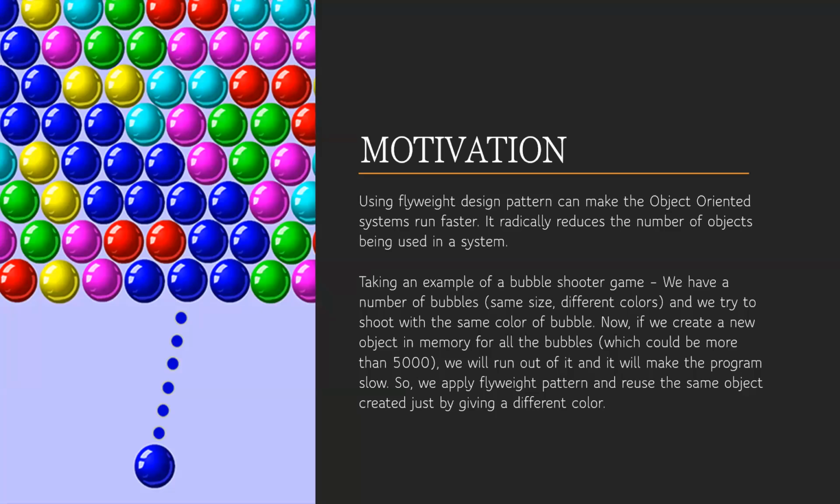For example, in a bubble shooter game, we have a number of bubbles. It could be thousands, it could be more than 10,000, we don't know. They're all of the same size, but they're of different colors. Now, if we create a new object in memory for every single bubble, we will run out of memory and it will make the program slow. Instead, we create a bubble with some size in memory. Every time we need to show it on the screen, we give it a different color and show it. So we do not create it again and again.